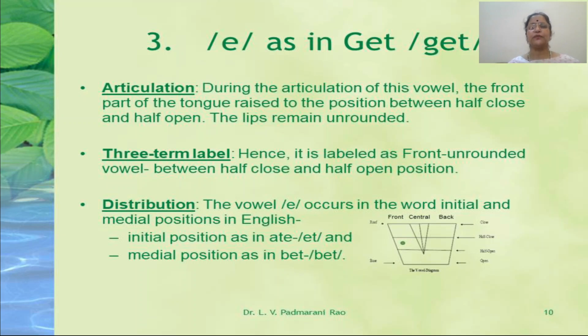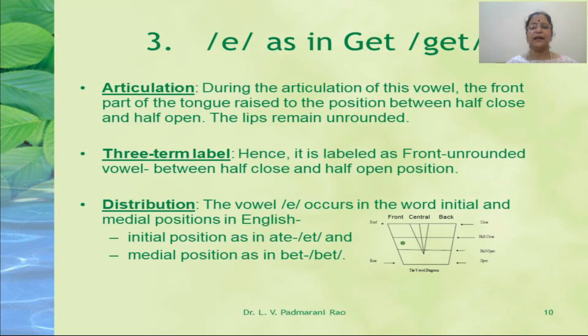During the articulation of this vowel, the front part of the tongue is raised to the position between half close and half open. The lips remain unrounded. If you look at the diagram on the extreme right hand corner, the front part of the tongue is raised to a position between half close and half open. The lips are actually neutral when the sound is pronounced. So the three-term label for e, as in get, is front, unrounded vowel, between half close and half open.